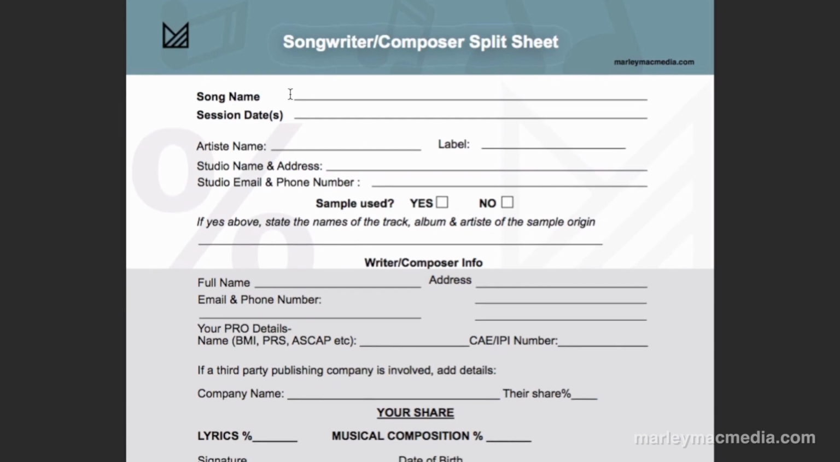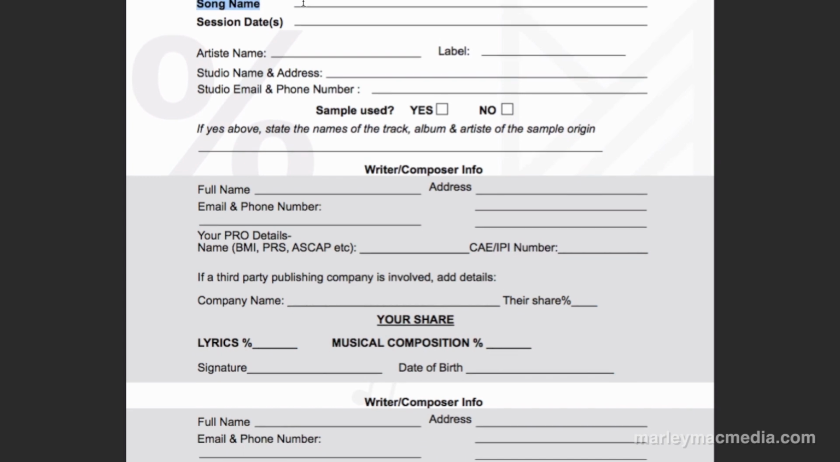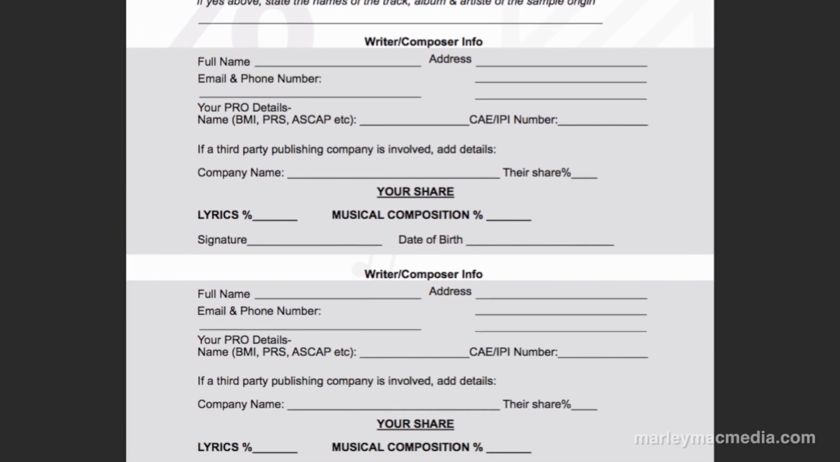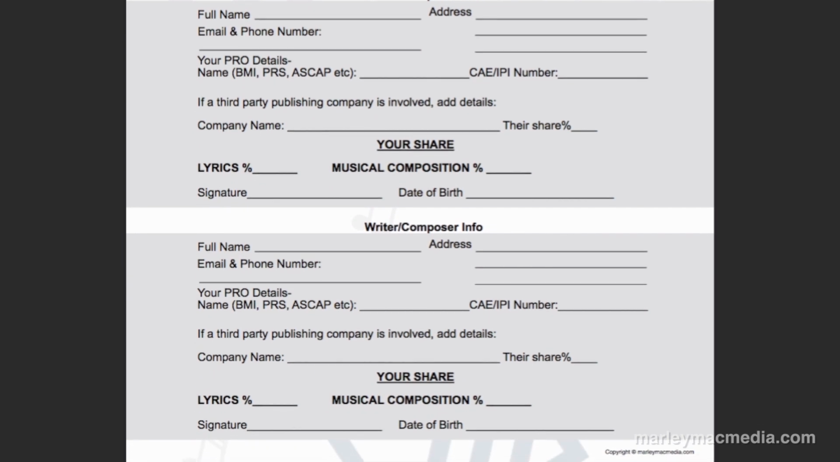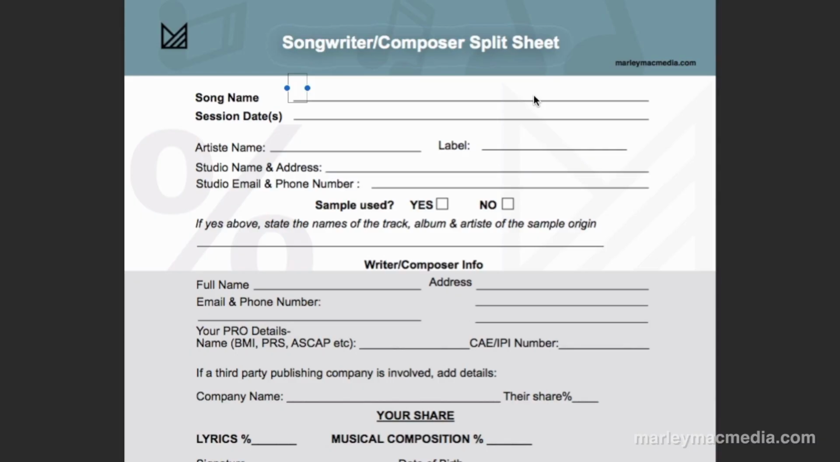So here on my screen, as you can see, I've got my songwriter composer split sheet, and it's pretty straightforward with what you need to put on here. I've designed and laid it out in a way that it's easy to read, hopefully, and you can actually make sense of it without being confused. So straight away at the top, you just need to put the name of the track, the name of the song that you're working on.